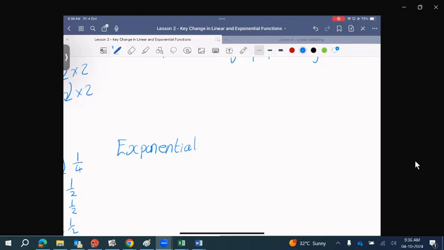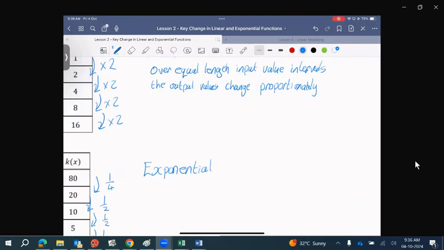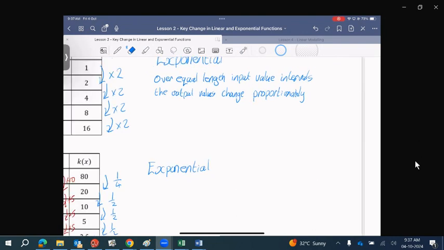Over equal length input intervals, the output values change proportionally. He missed a word, didn't he? Input value. Oh, close. You were close, so half a point for that one. So, who can tell me the correct wording? The smartest girl in the room. Let's hear it. Over equal length input value intervals, the output values change proportionally. Oh, excellent. You must be really smart, unlike these other people who don't seem to be able to manage such a challenging question. All right.